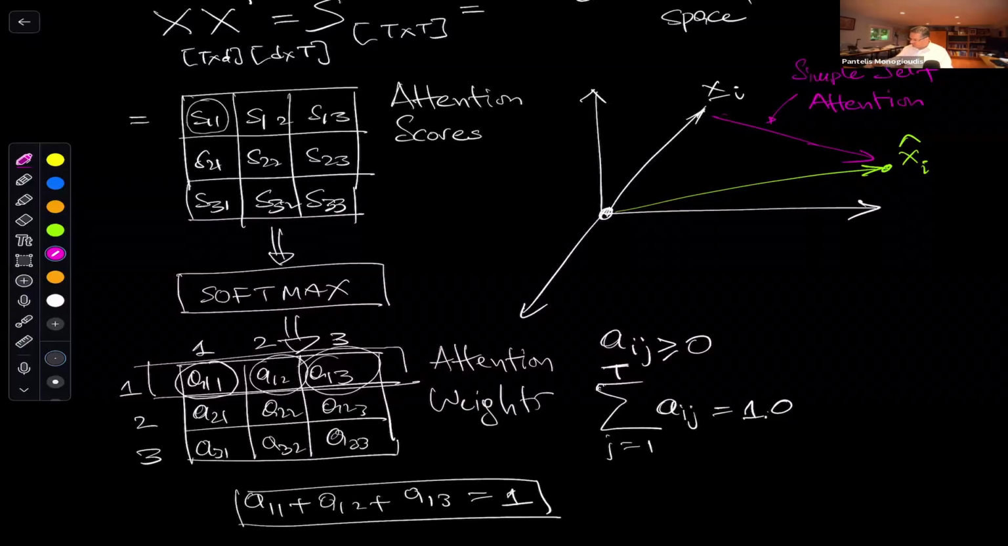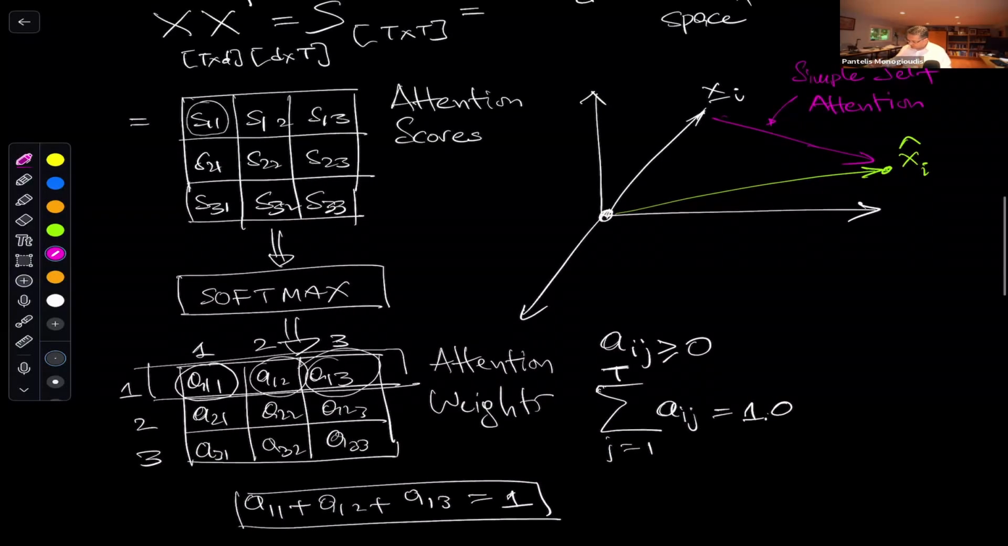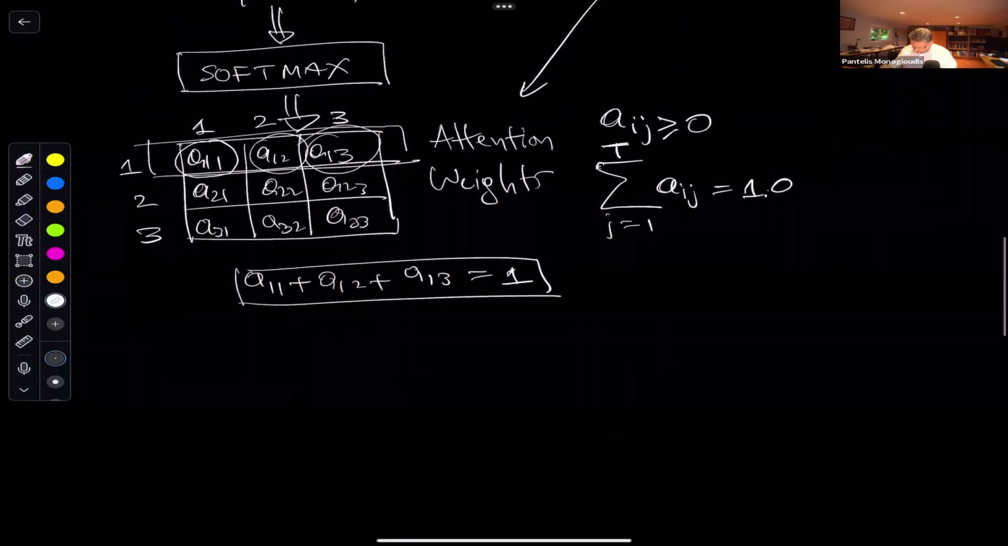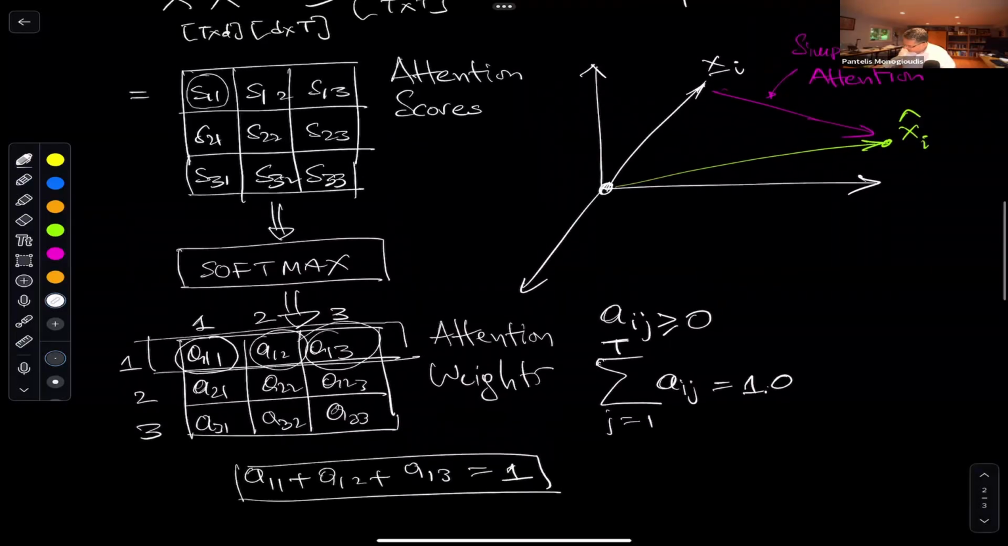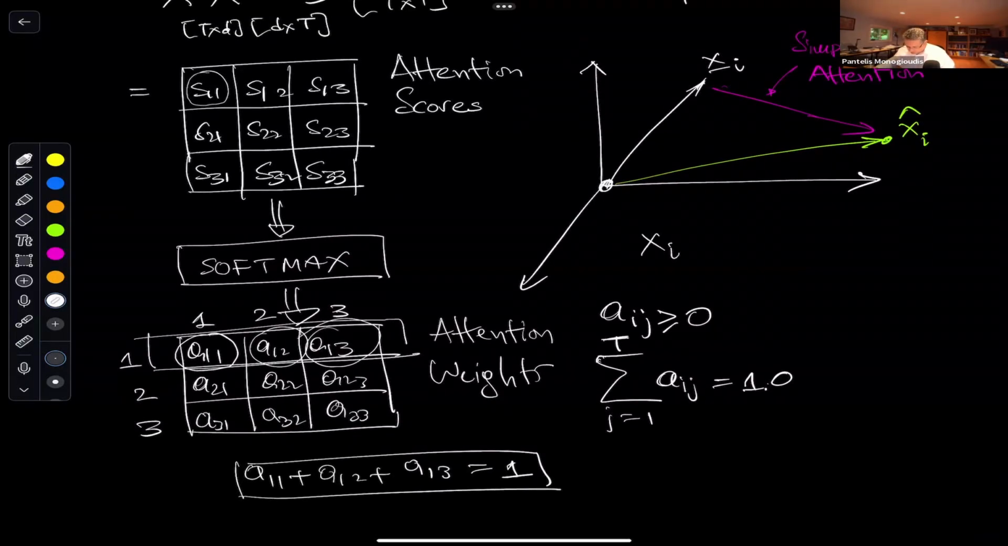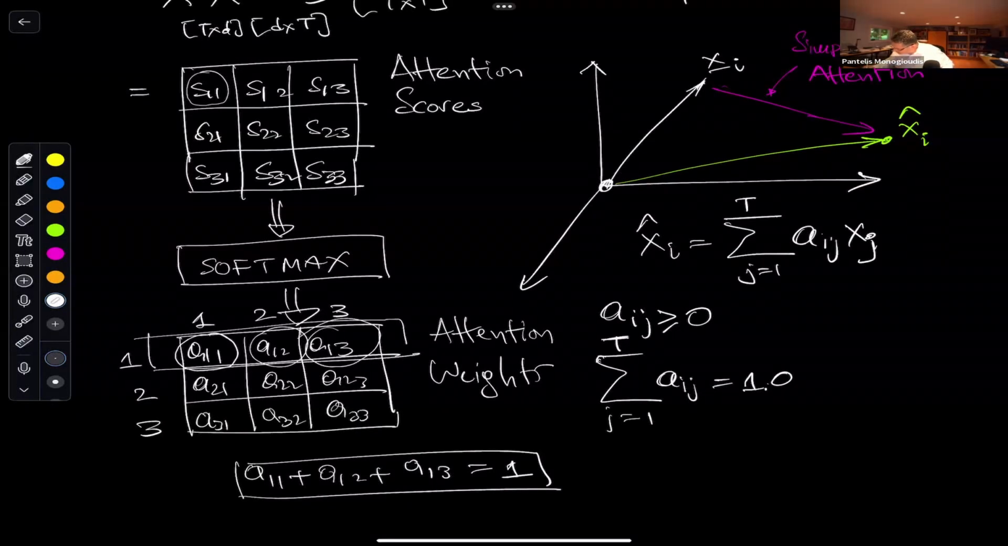Okay, so what is the equation? What is this xi hat, and how can we write it now that we have these weights? Well, simply, xi hat is equal to a summation from j equal to 1 to t of Aij xj. So it's actually a linear operation.